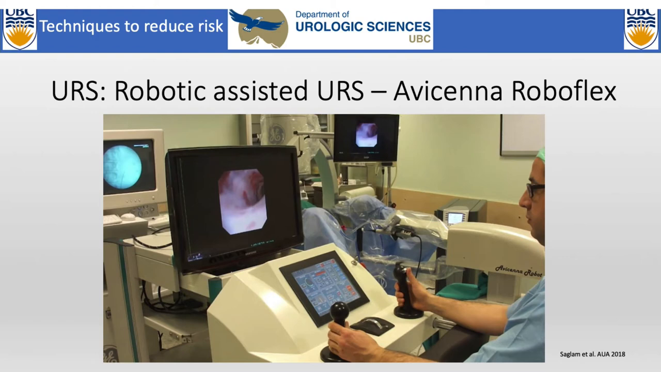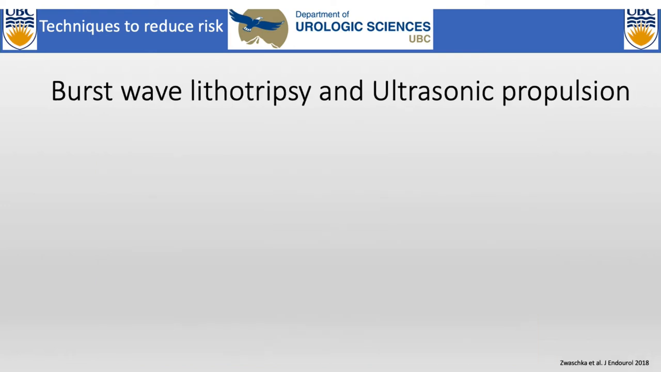This is called the Avicenna RoboFlex. This was presented at AUA last year, and it's a stone robot. So you put the scope in, then you hook the ureteroscope up to the robot, and then you can go sit on the far side of the room with your coffee and your laptop and do your stone surgery. There was one case that they showed. It was a 2-centimeter stone. They did it in 74 minutes of total OR time with successful clearance.